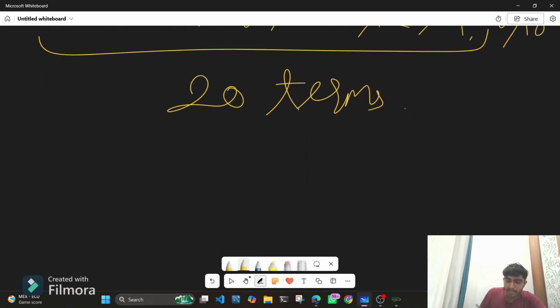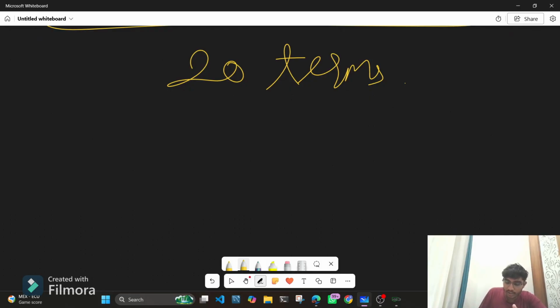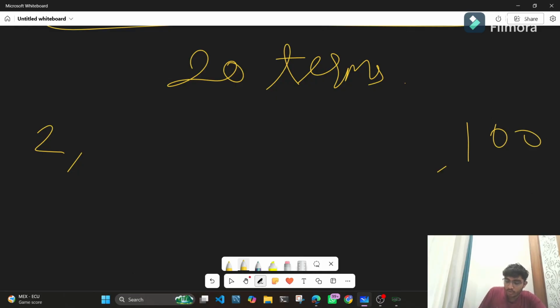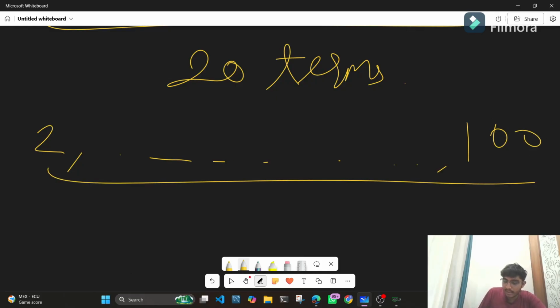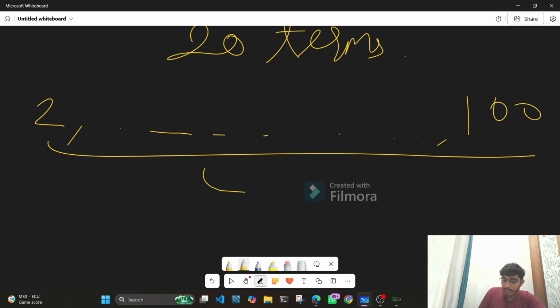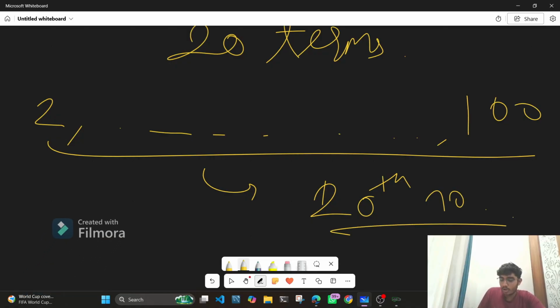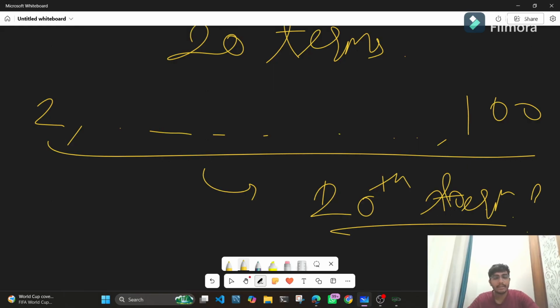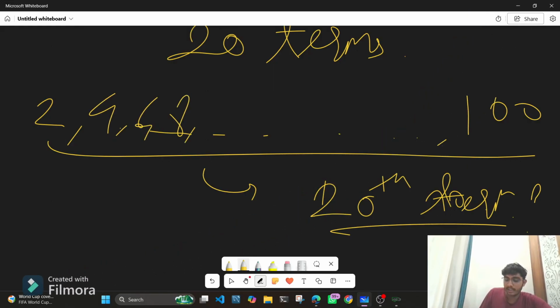Now, maybe I can say that I have an AP of even numbers from 2 to 100. So there are many numbers in this, right? And if I just ask you, tell me the 20th term. It is a very tedious and lengthy process to go on adding the common difference, and you write 4, 6, 8, 10. Then you'll count that, okay, this is the first term, second term, third term, fourth term, fifth term. That is a very long process to do.